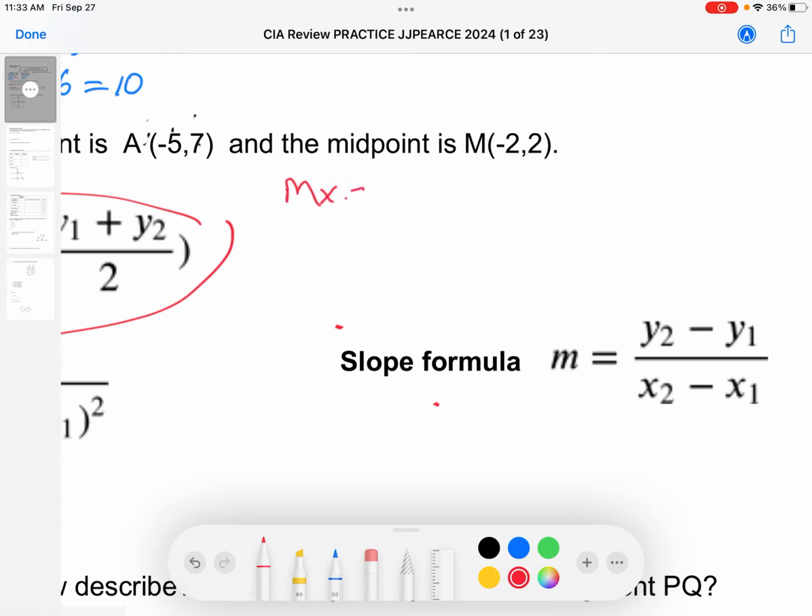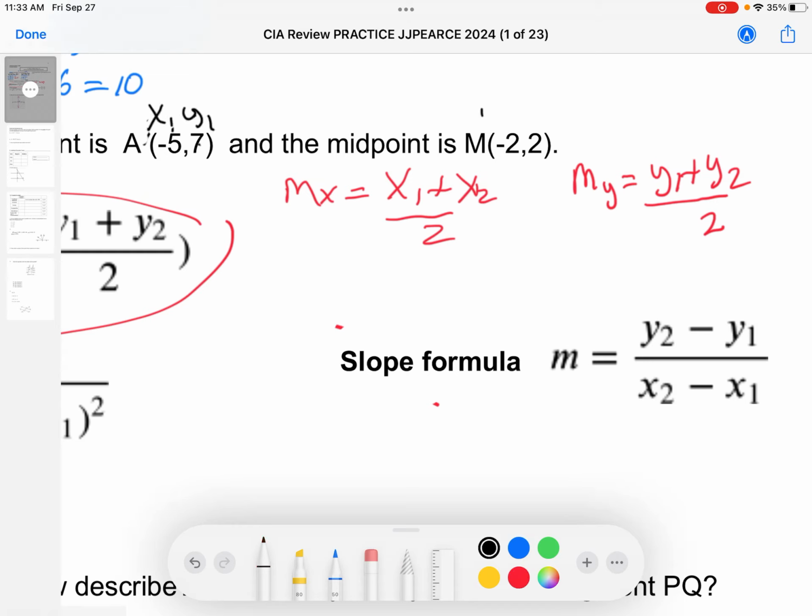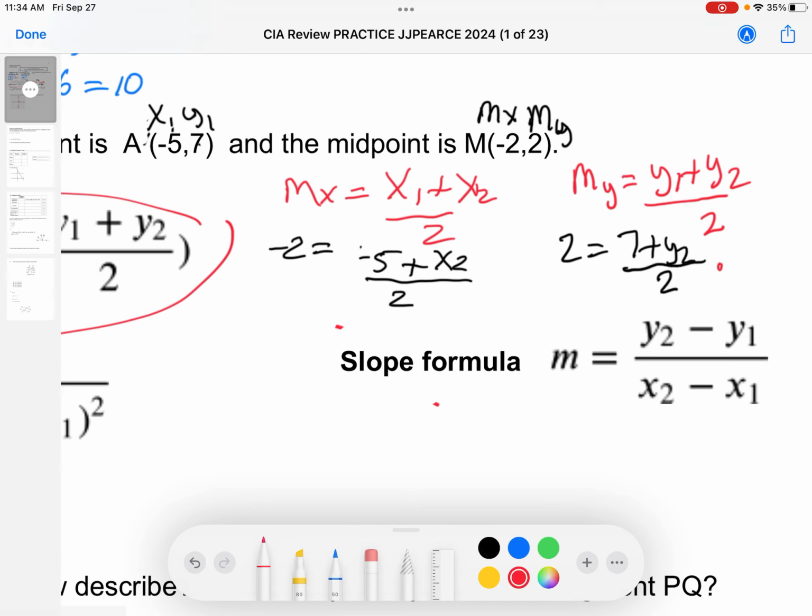I'm going to say mx equals x1 plus x2 divided by 2, and my equals y1 plus y2 divided by 2, and I'm going to fill my stuff in. Again, x1, y1, and then call that mx, my. I'm calling those mx, my because that's the x value of the midpoint and the y value of the midpoint. So -2 equals x1, which I decided was -5, plus x2 divided by 2. My is 2 equals y1, which is 7, plus y2 over 2.